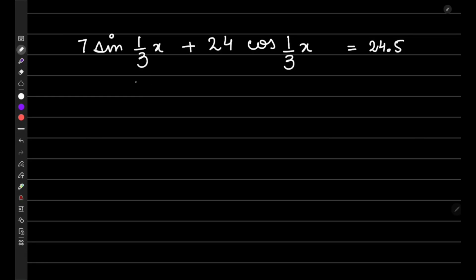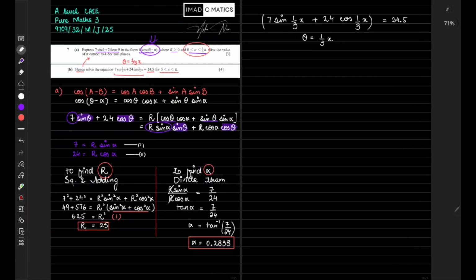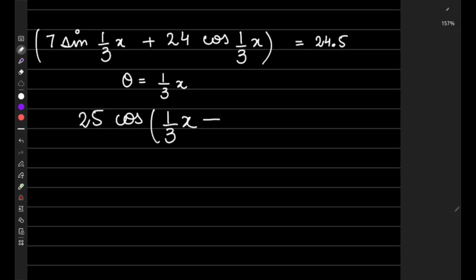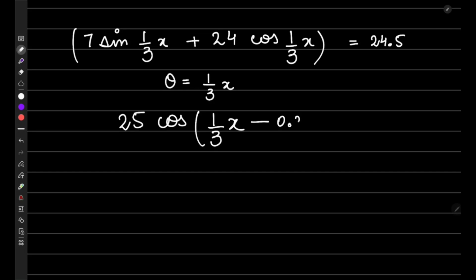So that means theta here is 1 by 3x. As we know, this thing we already proved to be equal to r cos(theta minus alpha). So let's use the theta, r and alpha values: 25 cos(1 by 3x minus 0.2838). Hence, we have to use the previous working. So this is equal to 24.5.